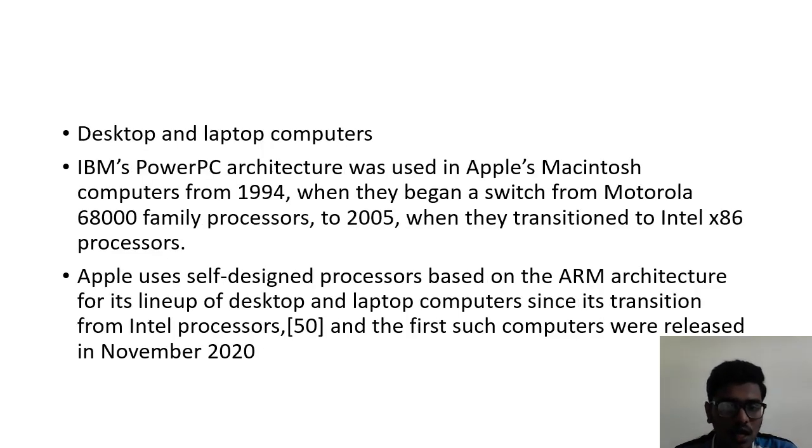Desktop and laptop computers. IBM's PowerPC architecture was used in Apple's Macintosh computers from 1994, when they began a switch from Motorola 68000 family processors, to 2005, when they transitioned to Intel x86 processors. Apple now uses self-designed processors based on the ARM architecture for its lineup of desktop and laptop computers, since its transition from Intel processors. The first such computers were released in November 2020.